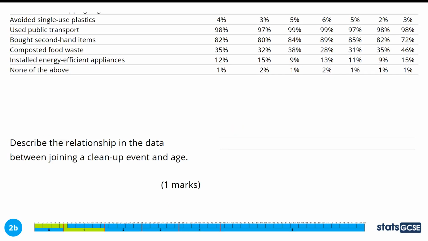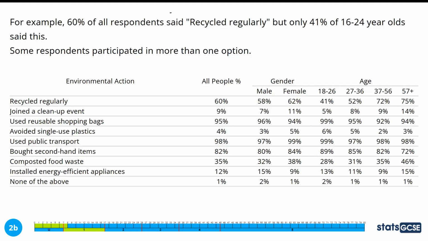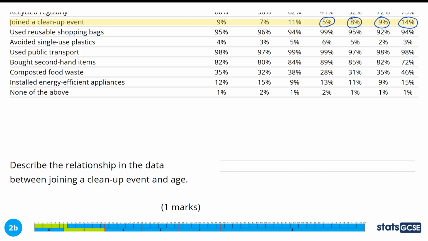Describe the relationship in the data between joining a cleanup event and age. Let's look at the row that says joining a cleanup event. And let's look at the ages. So at 18 to 26, it's only 5%. 27 to 36 is now growing to 8%. 37 to 56 is growing to 9%. And then 57 plus is 14%. So the proportion of people joining a cleanup event increases with age.